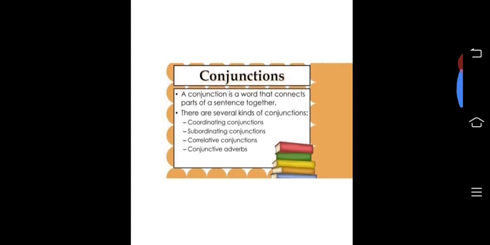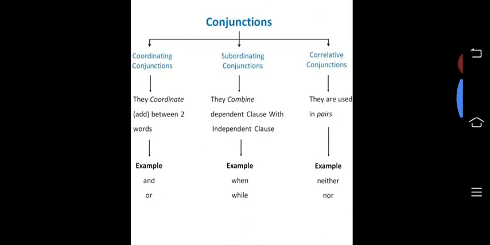Okay, so the first three are very important. Once again I repeat: coordinating conjunctions, subordinating conjunctions, correlative conjunctions. Got it? And then see, this is the chart. Where we use coordinating conjunction, where we use subordinating conjunction, where we use correlative conjunction, and what is the difference? Coordinating conjunctions coordinate between two words, for example and, or, like that. This coordinating conjunction will be used in compound sentences.